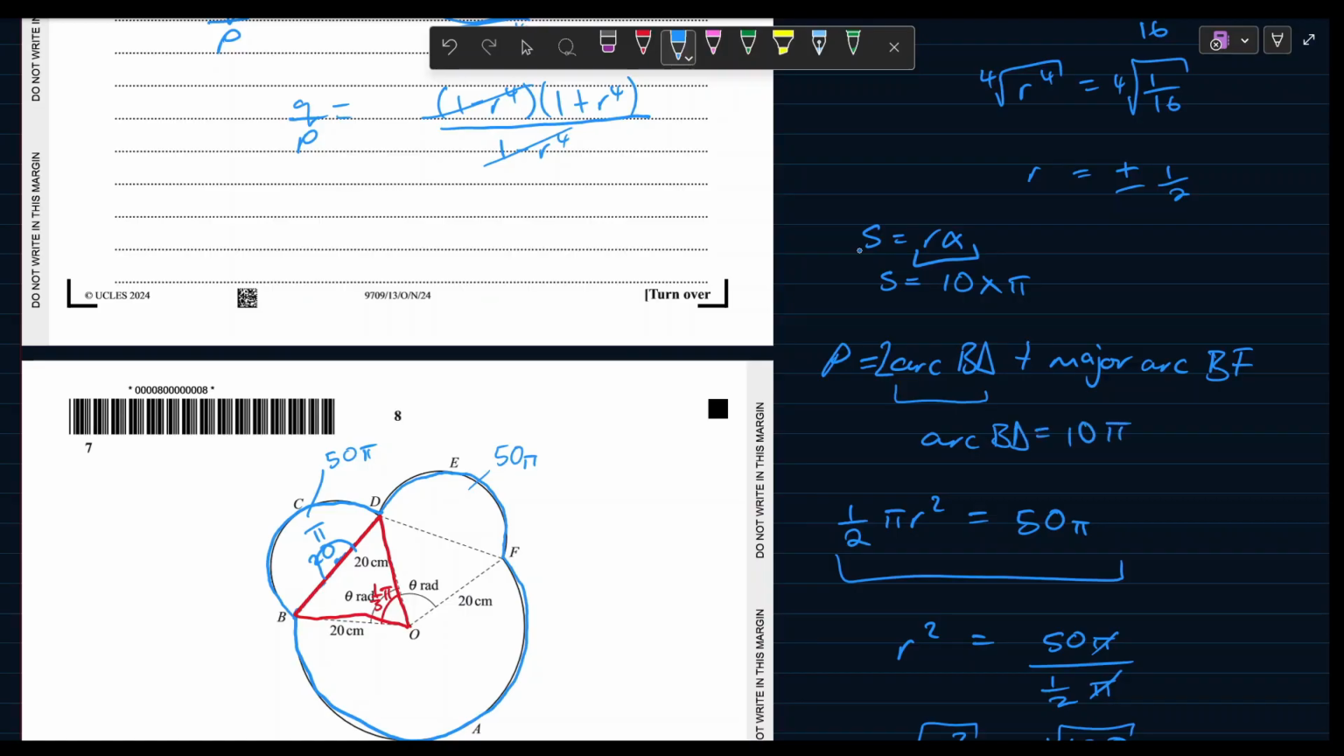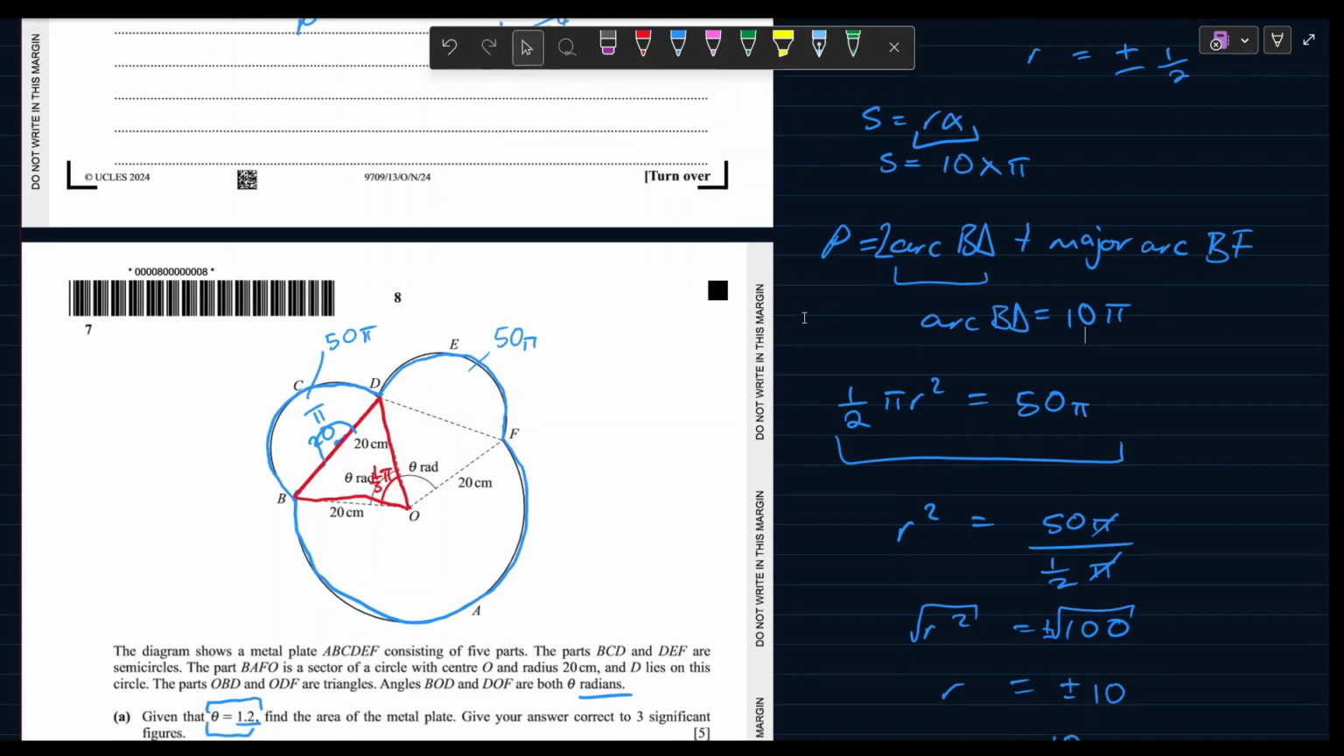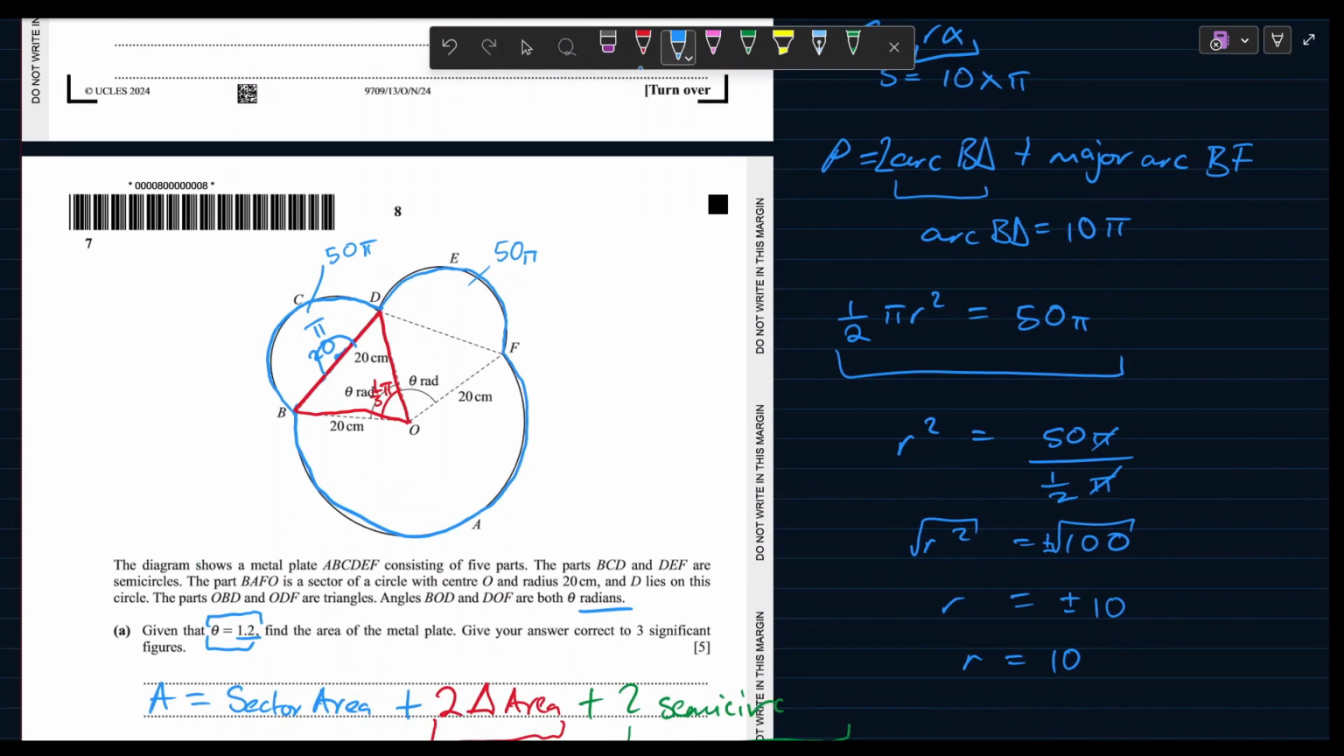Now we need to find major arc BF. So for the major arc BF, we can now go back to our idea of having an equilateral triangle. Because we've got an equilateral triangle, it means this is also a third pi. This is also a third pi, though we're not really worried about those angles. What we want is theta. We know that theta becomes a third pi, and it means this part is also a third pi.